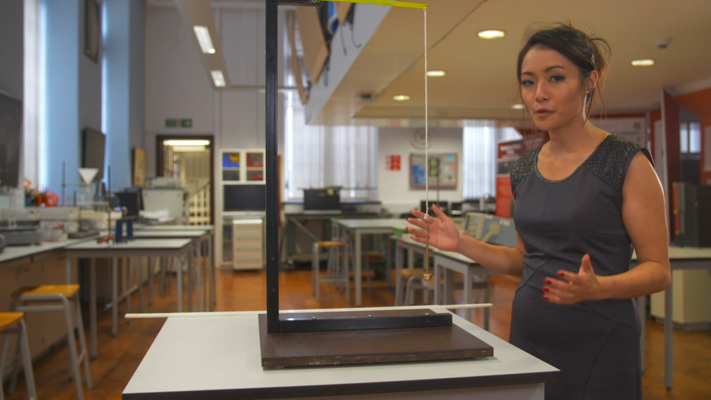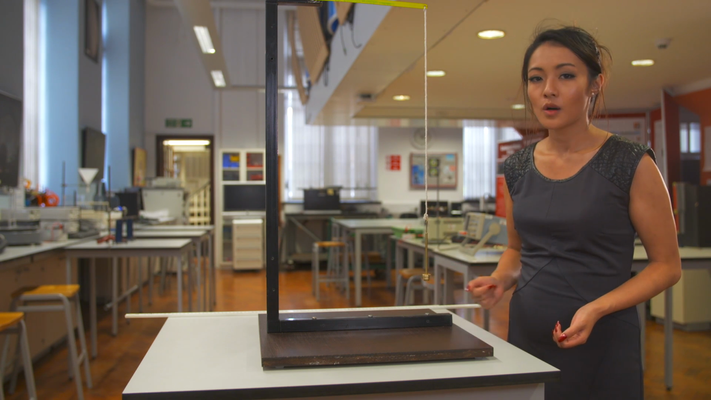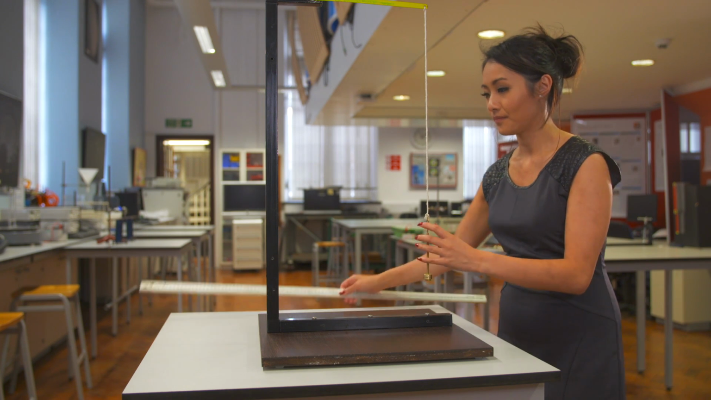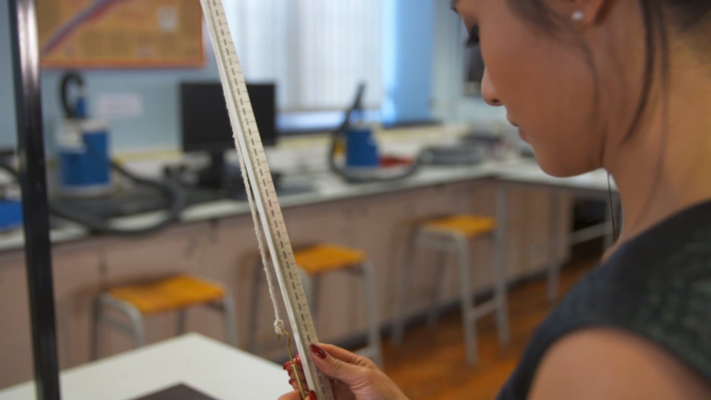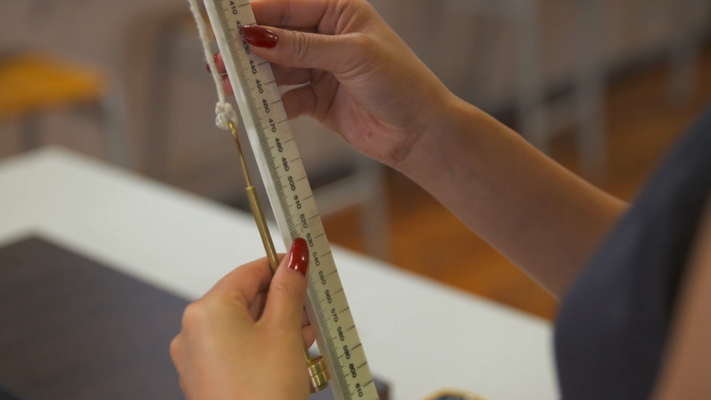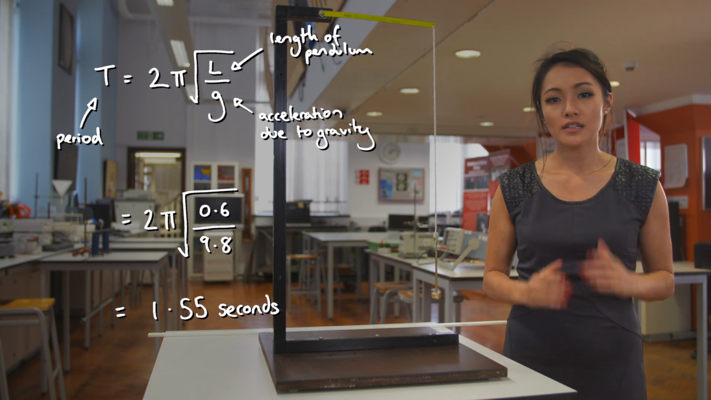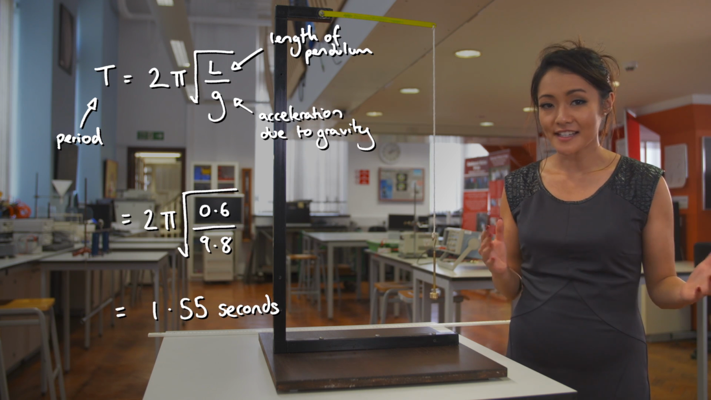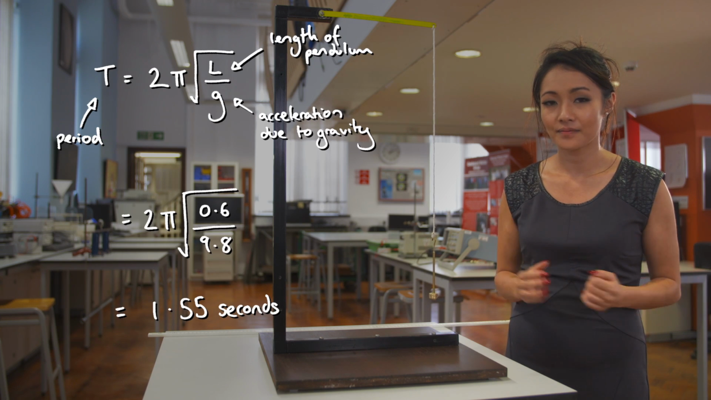Here I have a simple pendulum. It consists of a string and a mass. Whilst in equilibrium position, we can measure the length. In simple harmonic motion, the quantity of interest is period, the time for one oscillation. The period is given by 2 times pi times the square root of length divided by gravity. In our case, we expect the period to be 1.55 seconds.